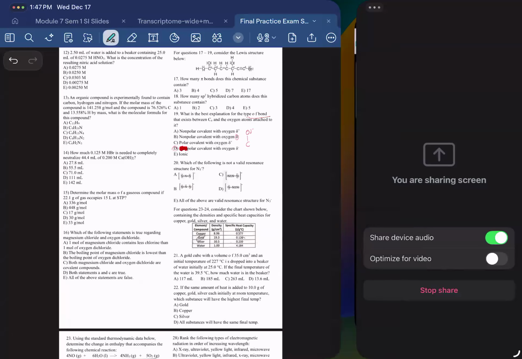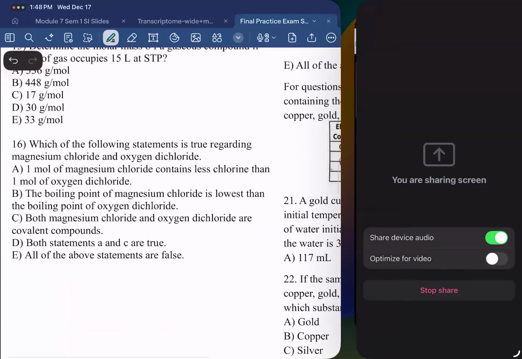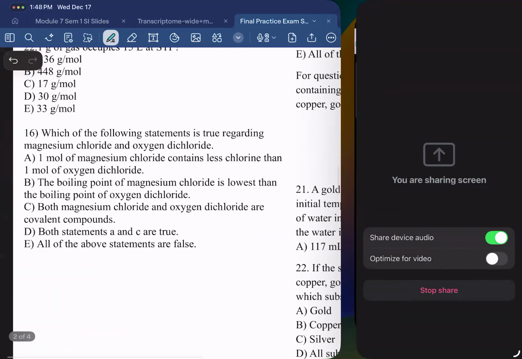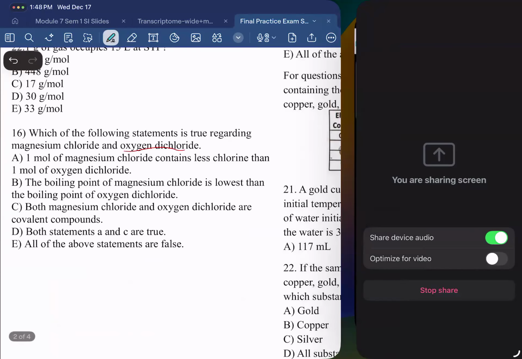Hey Luke, can we do question 16? Sounds good. For question 16, we have magnesium chloride and oxygen dichloride. This is testing nomenclature. You need to know how to write these out. Magnesium chloride would be something like this, and oxygen dichloride would be something like this.